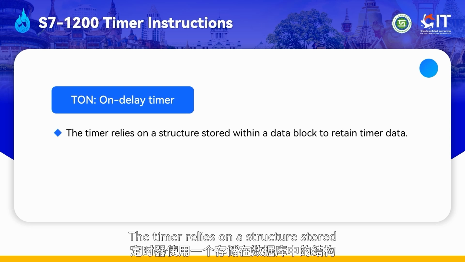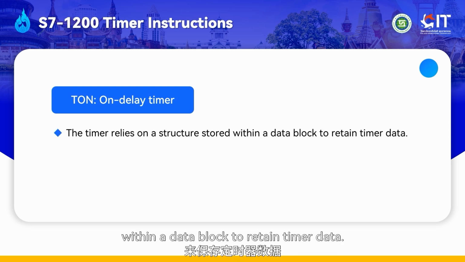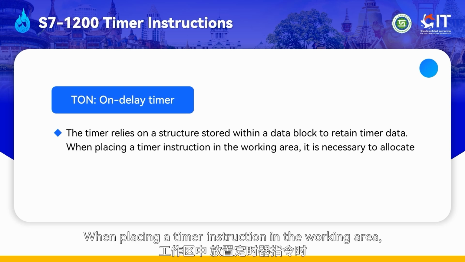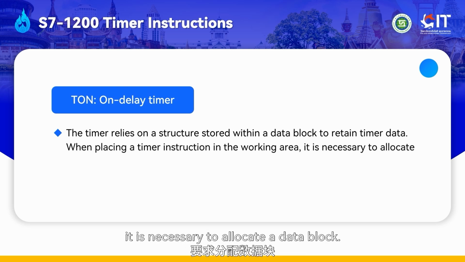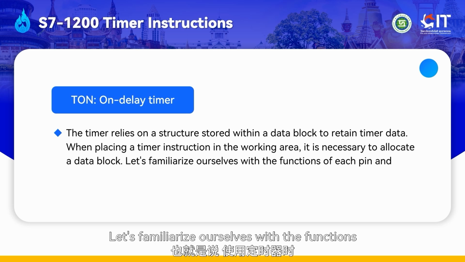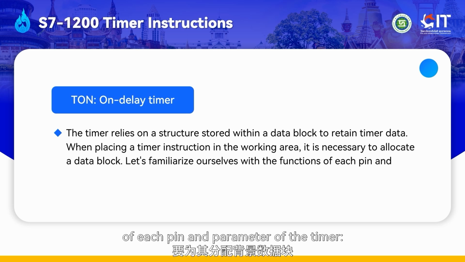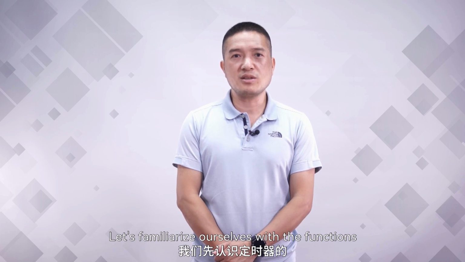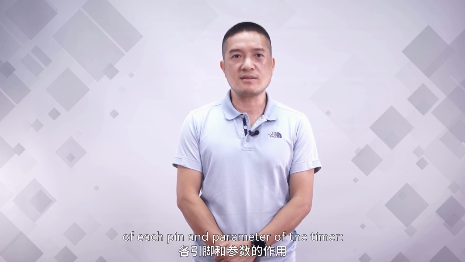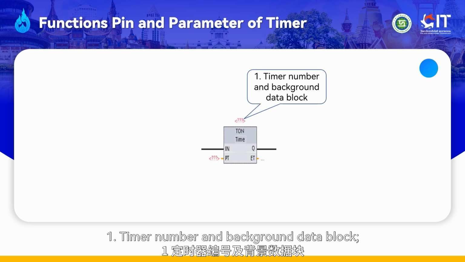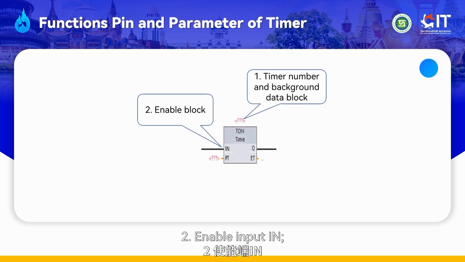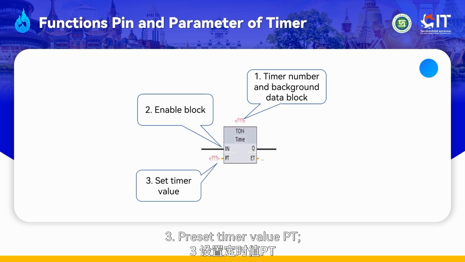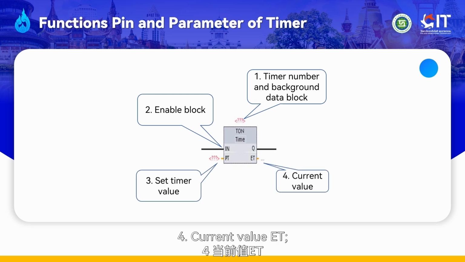The timer relies on a structure stored within a data block to retain timer data. When placing a timer instruction in the working area, it is necessary to allocate a data block. Let's familiarize ourselves with the functions of each pin and parameter of the timer. 1. Timer number and background data block. 2. Enable input IN. 3. Preset timer value PT. 4. Current value ET. 5. Output Q.